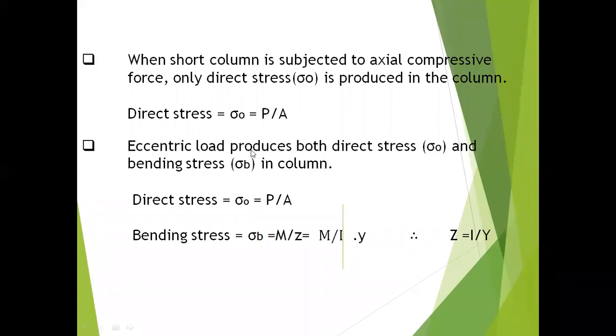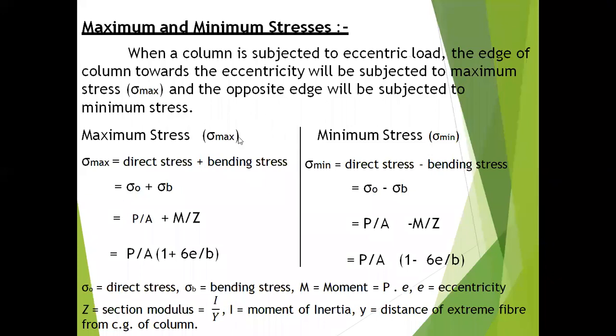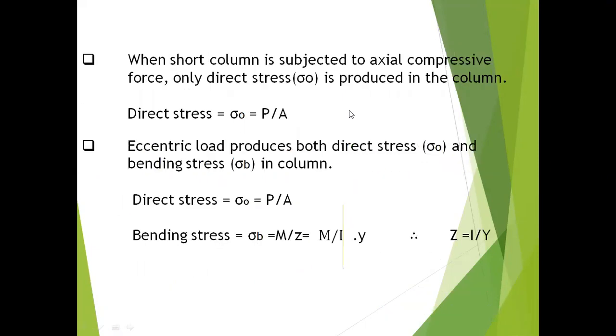Clear? Right, next see the next picture. Maximum and minimum stresses. How to calculate the maximum and minimum stresses in a column? When a column is subjected to eccentrical load, the edge of the column towards the eccentricity will be subjected to maximum stress, and the opposite edge will be subjected to minimum stress. So let's see the same picture.